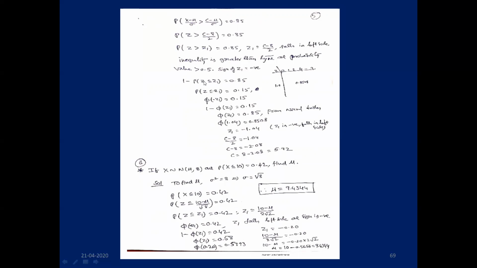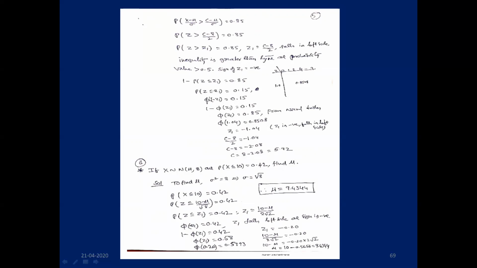By combining this value with the complementary law, 1 minus probability of Z less than or equal to Z1 is equal to 0.5. By simplification, probability of Z less than or equal to Z1 is equal to 0.15. Z1 falls on the negative side, so the sign of Z1 is minus. So the CDF of minus Z1 is equal to 0.15.